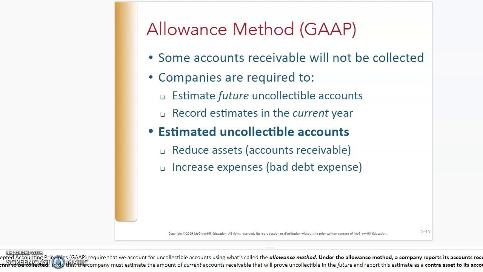The allowance method reduces assets in the year of the sale. It reduces accounts receivable. It increases the expense, the bad debt expense. So it affects both the balance sheet and the income statement.